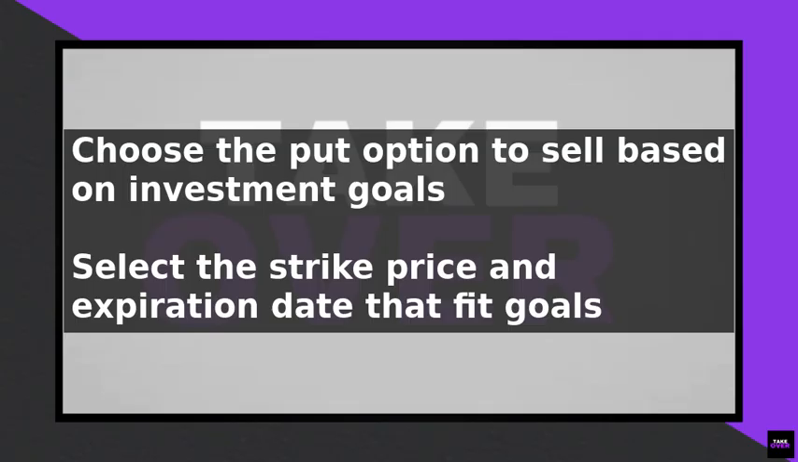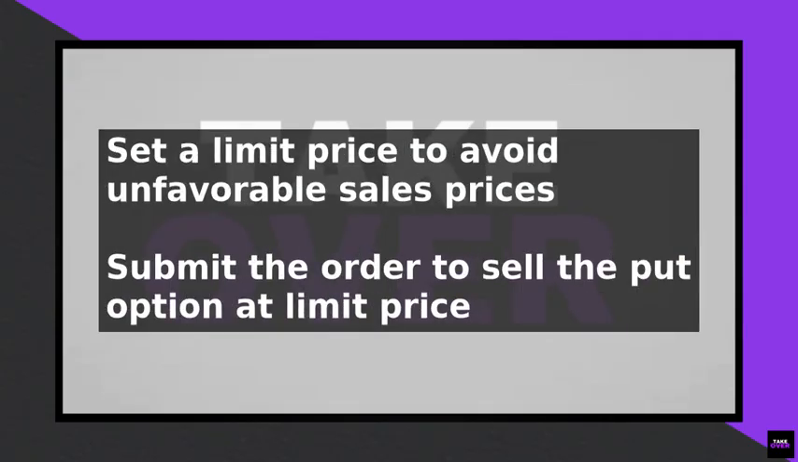When selling put options, it is essential to set a limit price, which is the minimum price at which you are willing to sell the put option. This helps you avoid selling the put option at an unfavorable price. After setting the limit price, you can submit the order to sell the put option. If the market price reaches your limit price, the order will be executed, and you will receive the premium.